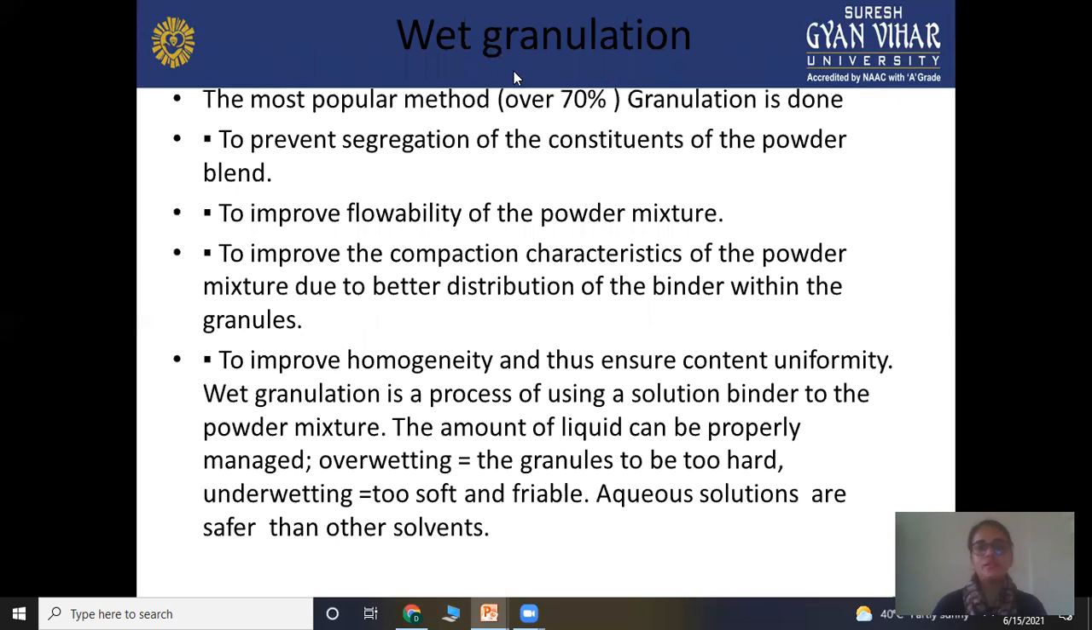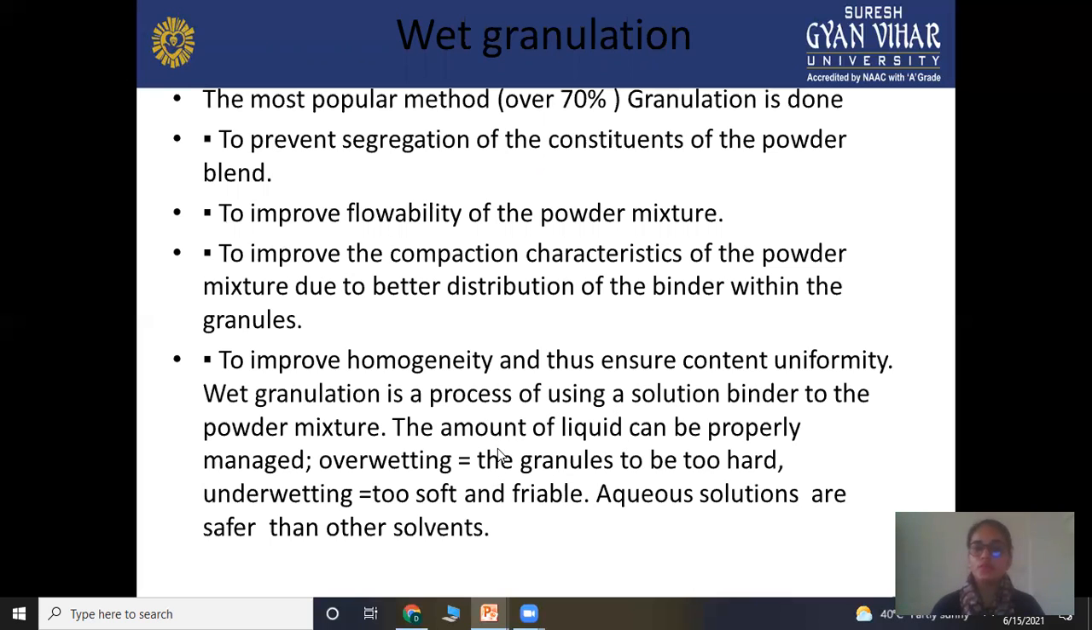And next is wet granulation. It is very similar to dry granulation, but a certain moisture content is required for forming granules. It is the most popular method, with over 70% of granulation done this way. This means wet granulation is largely used for manufacturing or formulation of tablets. It prevents segregation of the constituents of the powder blend and improves the compaction characteristics of the powder mixture due to better distribution of the binder within the granules, and improves homogeneity and assures content uniformity when granulation is processed using a binder solution added to the powder mixture.